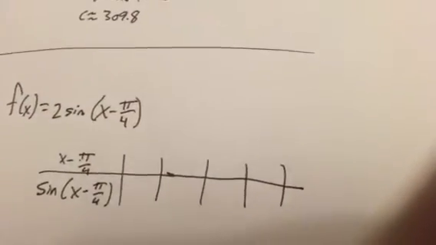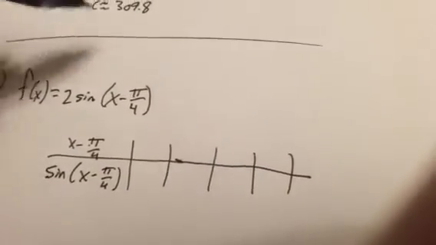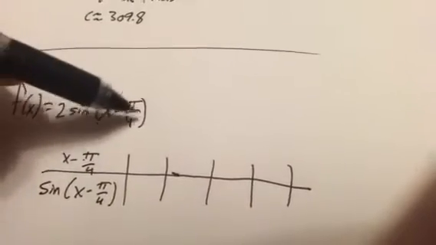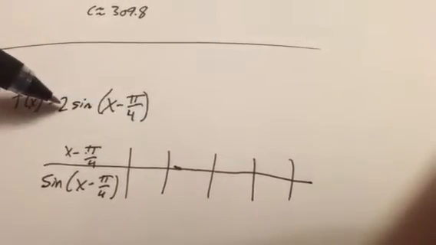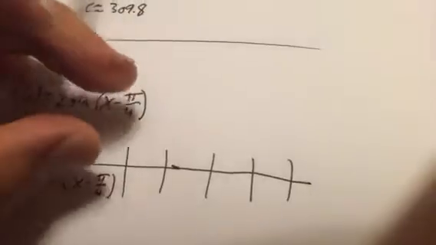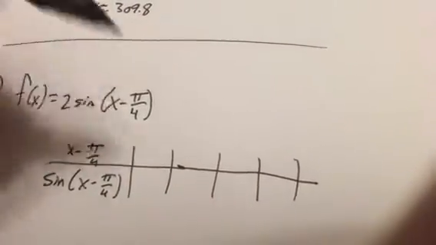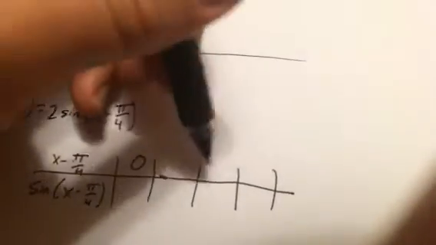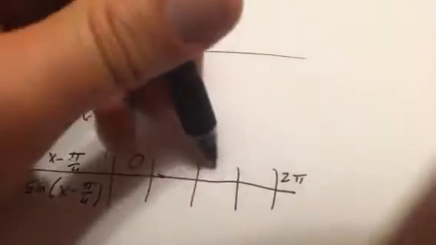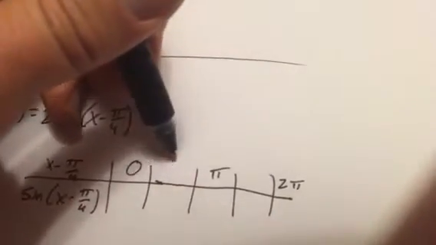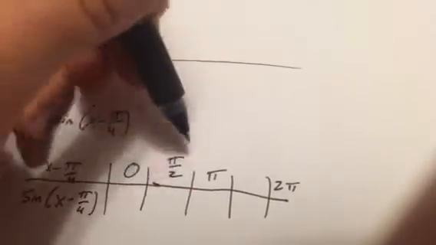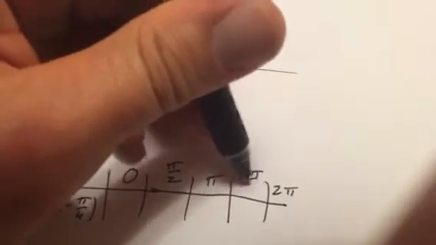So notice these are just my values that I know what sine does. I know that this is going to shift it to the right, pi over 4. This is going to mess with the amplitude, make it twice as tall. So that's pretty straightforward. It has a regular period, so 0 to 2 pi. This would be pi, cut it in half again, pi over 2, 2 pi over 2, 3 pi over 2.